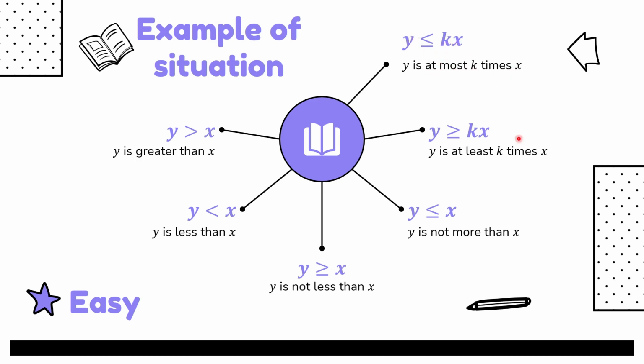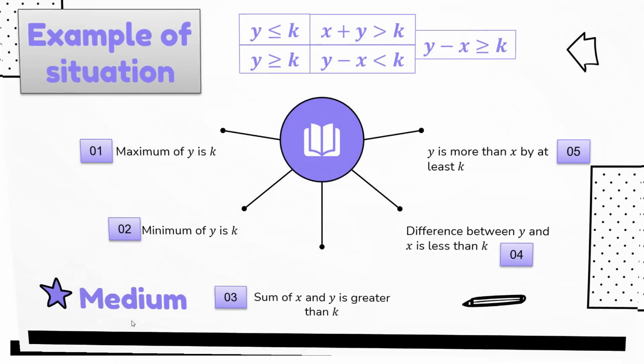Okay, at most, at least, not more than, not less than. This includes the equal sign: lower or equal, or higher or equal. Okay, this is the easy level. Now we take a look at the medium level.